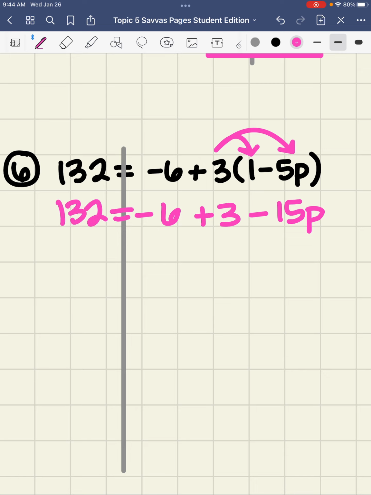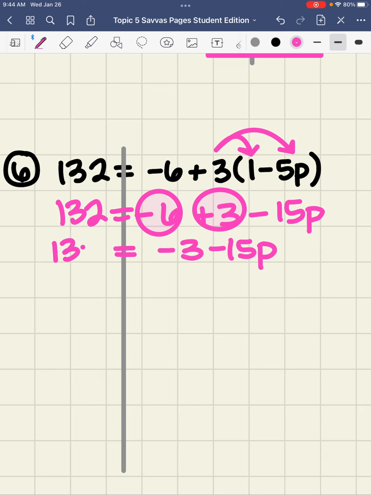Now, do I have any like terms? Well, yes, I do have some like terms. I've got negative 6 plus 3. Negative 6 plus 3 is negative 3. So I have negative 3 minus 15p equals 132. Okay, now I have a normal two-step equation. I can use inverse operations to solve this.